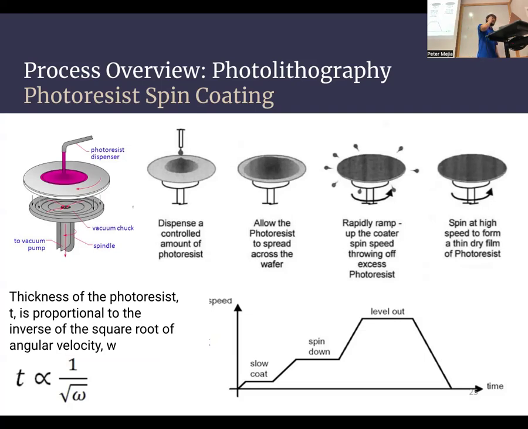So you'll allow the photoresist to spread, then rapidly ramp up the coater spin speed. You're going to spin at a certain speed. I think like 3,500 RPM will give you, I forgot exactly the thickness of that photoresist, but there's a little chart right next to the machine so that you know how fast to go. It also depends on the photoresist that you are using. Right, yeah, it's material specific.